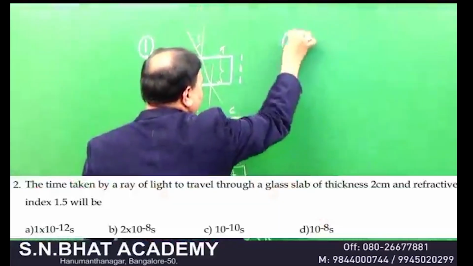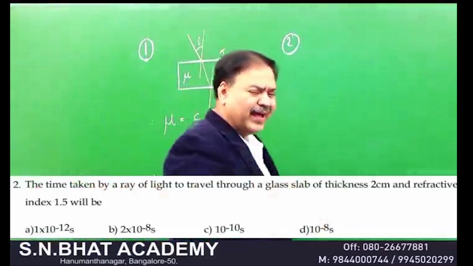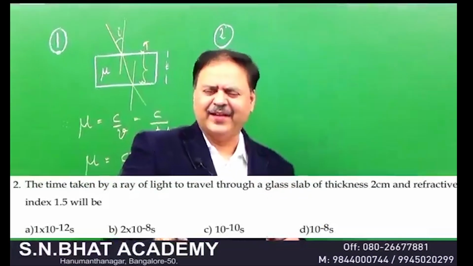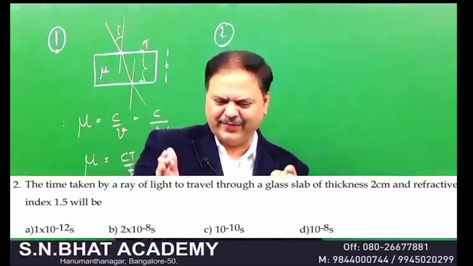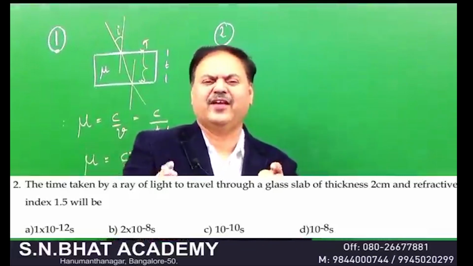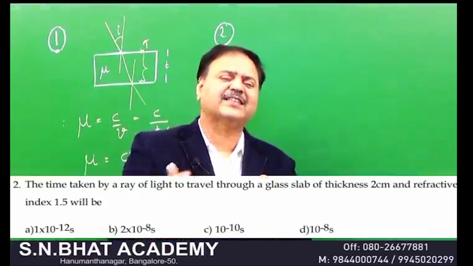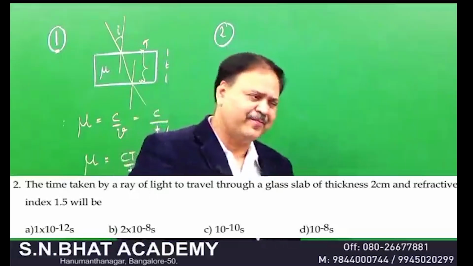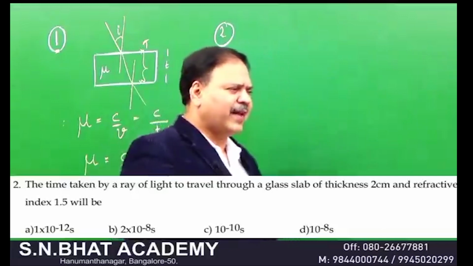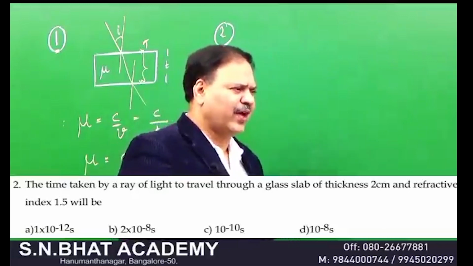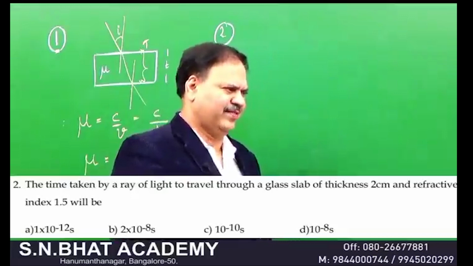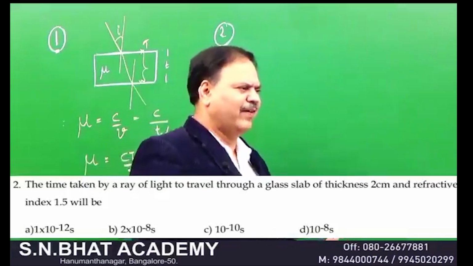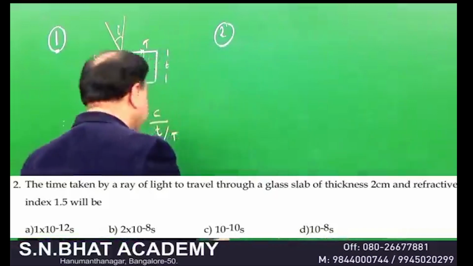Now we shall come to question number 2. As I have told, when you are preparing for CET, you should not be satisfied with only a few questions and answers. You should think how to answer if this question is asked in some other way. Look at the second question. The time taken by a ray of light to travel through a glass of thickness 2 centimeter and refractive index 1.5 will be. Look, this is the same thing.